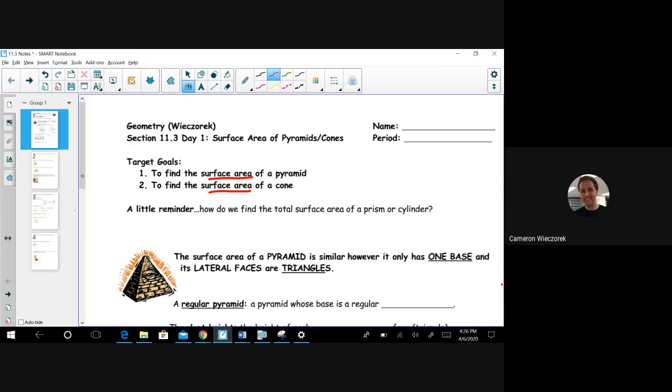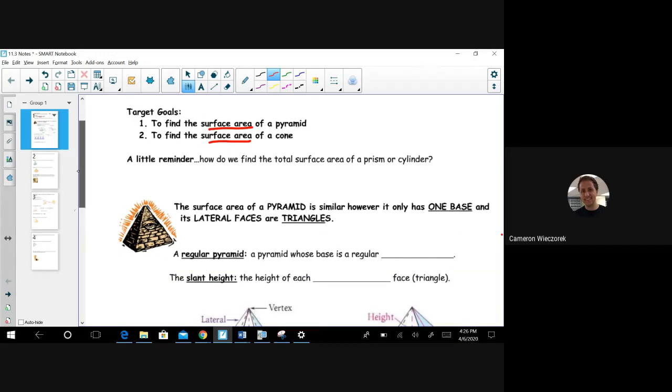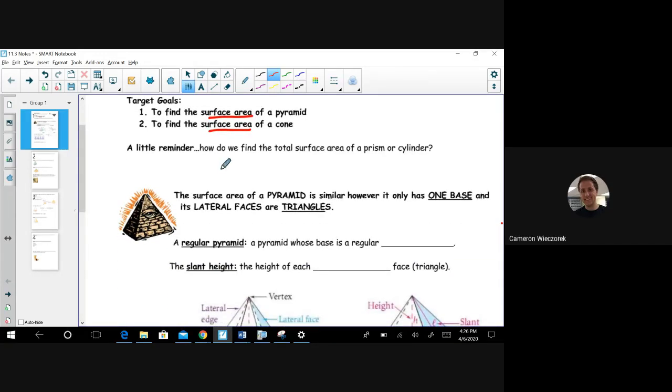So our mind has ideas about what these shapes are, but they are different than the prisms and the cylinders that we talked about the other day. So think about how we found the surface area of a prism or a cylinder. I just draw like a rectangular prism or like a triangular prism. One thing that I notice is there's two bases. Here, there's two bases here.